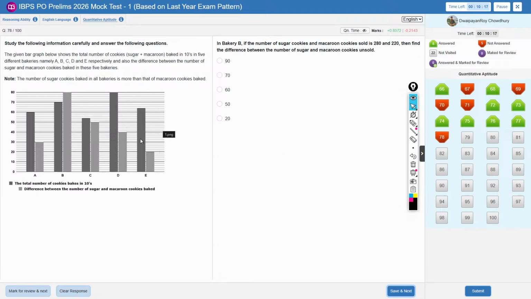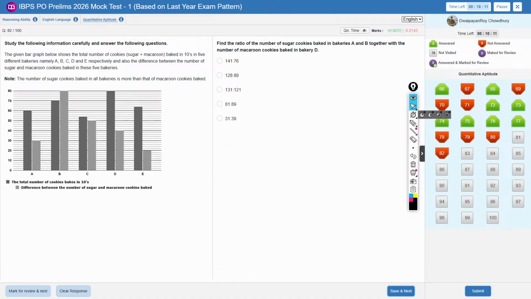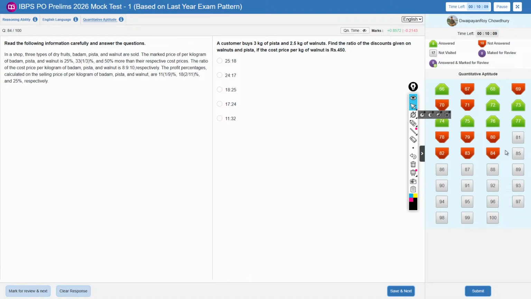Okay, a bar chart should have done it. Then the first one. Okay, different. Let me see if I get any other easier question. Okay, this looks to be very easy. 3 types of sold, the price per kilogram, more than effective cost. Okay, I'll skip this one.